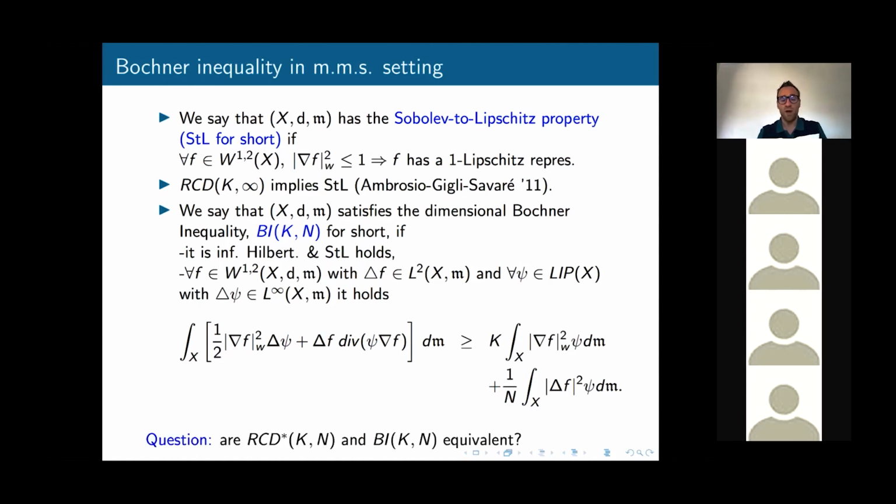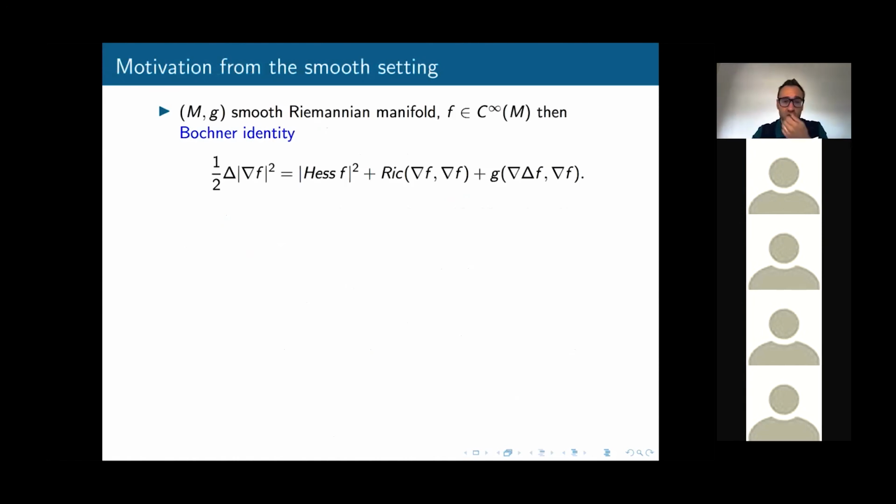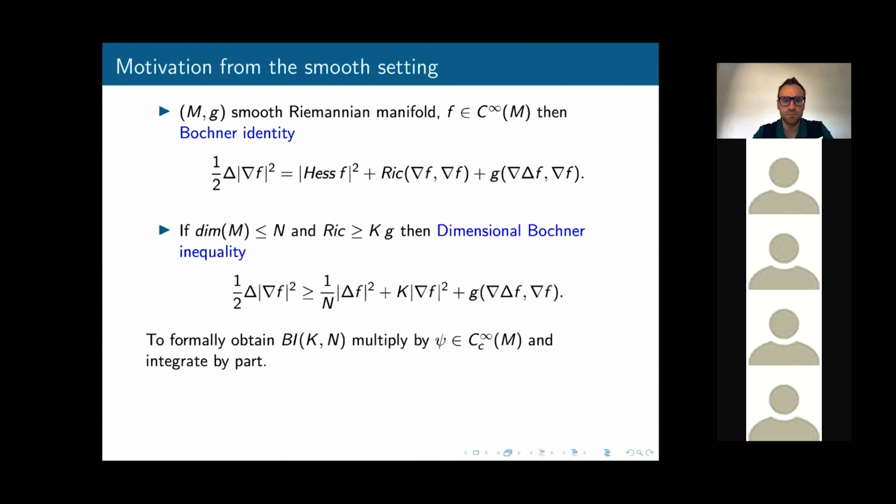Now the question is: are RCD*(K,N) and the Bochner inequality equivalent? The motivation, of course, comes from the smooth setting, where the Bochner identity is a really fundamental tool. The Bochner identity in a smooth Riemannian manifold is written down as this formula. You saw it last week in the Thomas Richard course in Riemannian geometry.